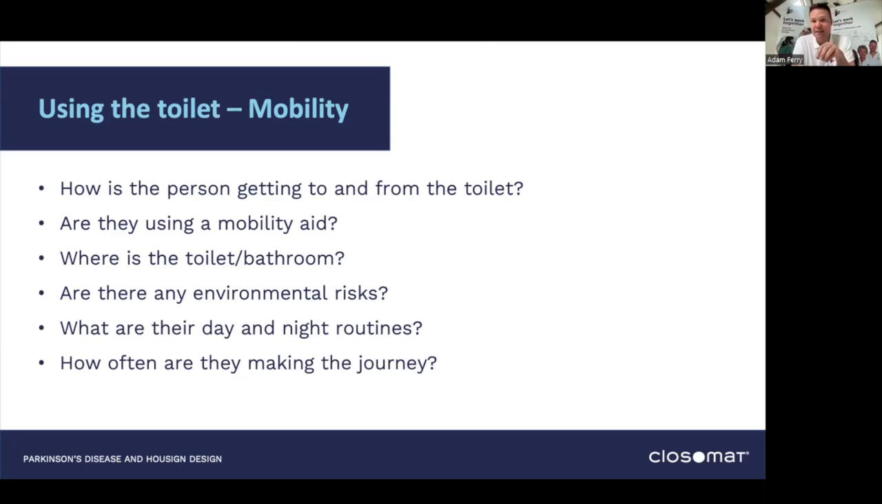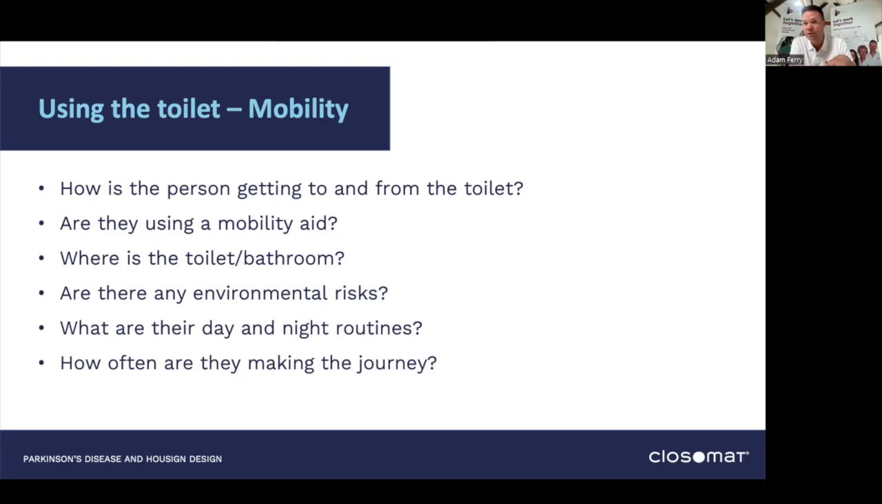And within this slide, this is about the mobility. So how is the person getting to and from the toilet? Now that might seem really straightforward, but are they walking or not? If they're walking, what mobility aid are they using, if any? Do they furniture walk? Do they hold onto door frames? Do they use anything to correct their balance at all? Where is the bathroom and the toilet situated? Do they have one on the ground floor? Are they having to go up and down the stairs to be able to use it?